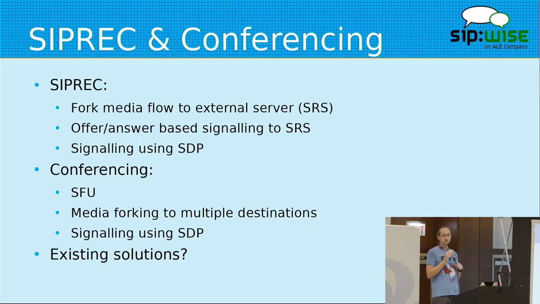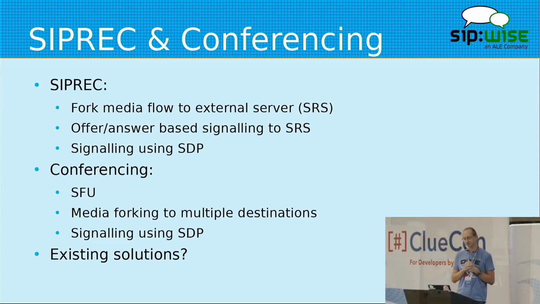to. Then the next thing we wanted to do is SIPREC and conferencing. This is where it gets interesting. These two things were brought to our attention at roughly the same time. So for SIP recording, you need to fork the media to a second destination. The offer-answer model in SIPREC happens separately, but RTPengine needs to be involved here.